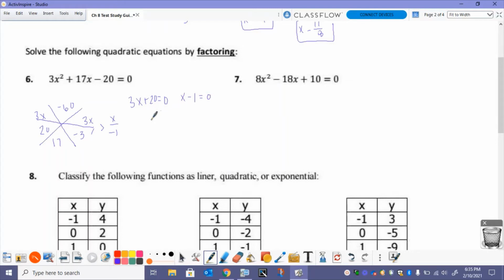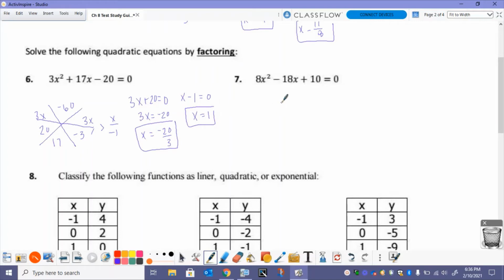Right, so we're going to start by subtracting 20. So we have 3x equals negative 20. And then we're going to divide by 3. That actually can't be simplified, so we're going to leave it as negative 20 over 3. Right, for x minus 1, all we've got to do is add the 1, so we get x equals 1.